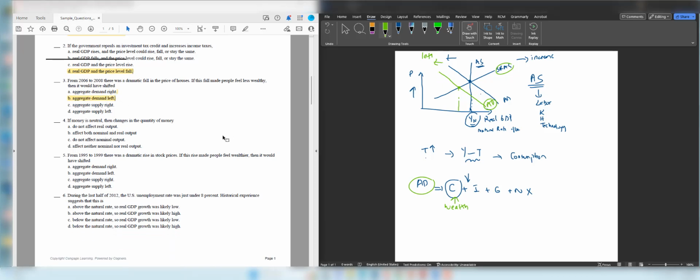Next question, if money is neutral, so let's remember what money neutrality says. Money neutrality says that real variables like real GDP and real wage are not affected if you change the amount of money.